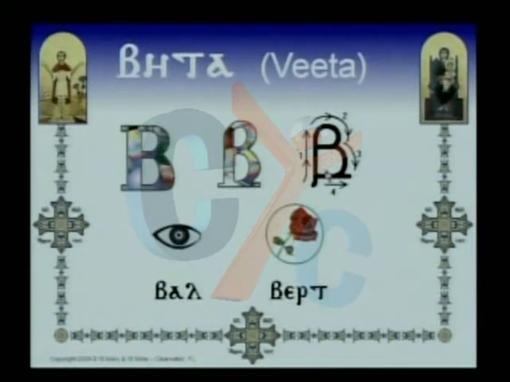There are two words that we are going to see and use in some sentences that start with the letter Vita. These two words are the eye and the rose. The eye is called Val. Val means eye. The rose in Coptic is Vert. Vert means rose.